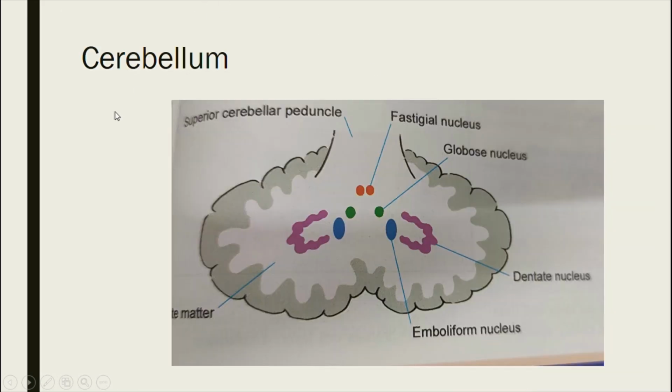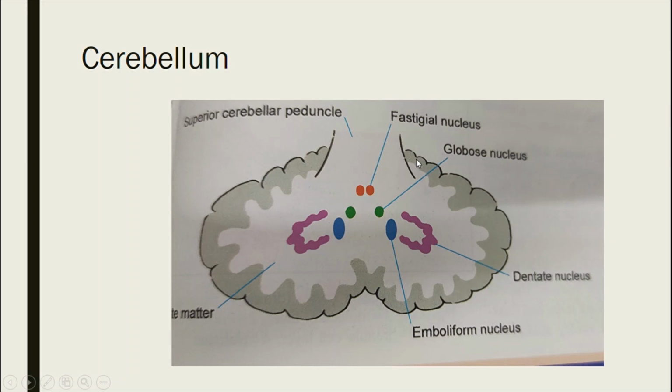The next slide is about cerebellum. Like the cerebrum, the cerebellum also contains an outer cortical region of grey matter and an inner core of white matter. And like basal ganglia in cerebrum, here also there are intracerebellar nuclei. Grey matter collections can be seen inside the white matter. So these are the features.